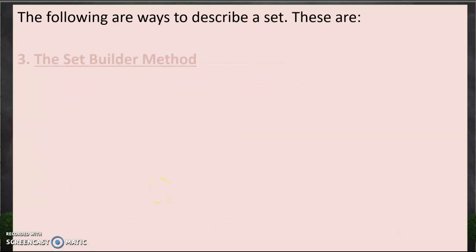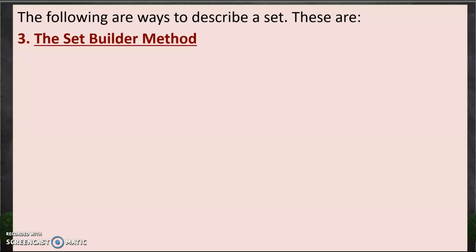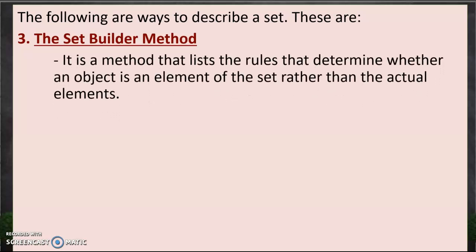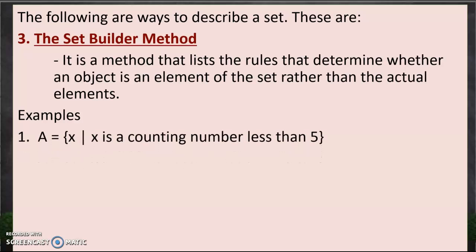Okay, last one: the set builder method. The set builder method lists the rule, the rule that determines whether an object is an element of the set, rather than the actual elements. Examples: I will still use the 3 examples that we have.